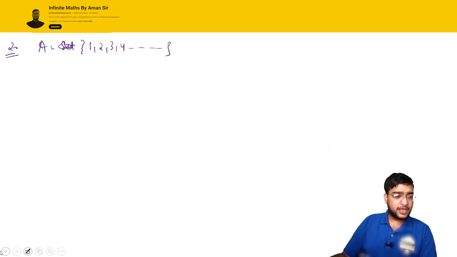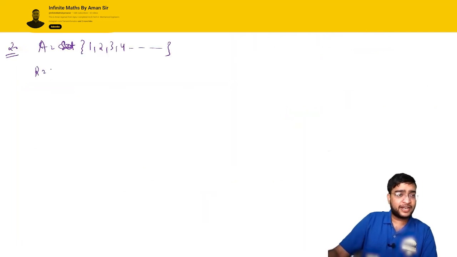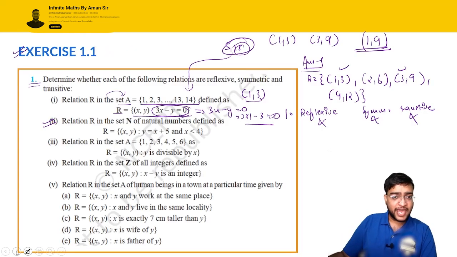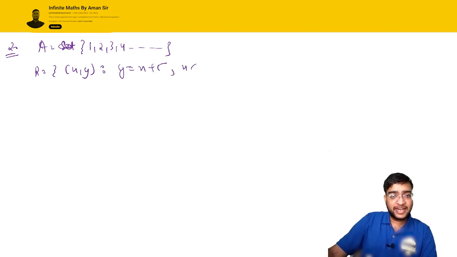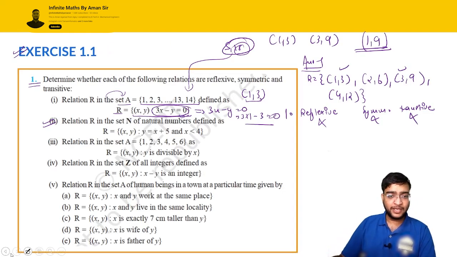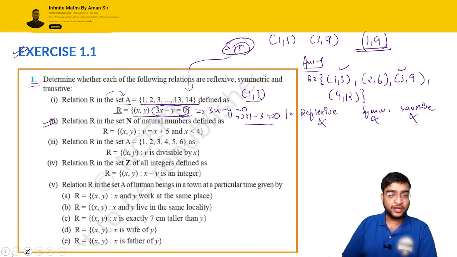No problem sir. What is the condition here? I take the given relation, where x comma y represents y equal to x plus 5, and x should be less than 4. That is the true condition here. For this condition, you must find your relation.